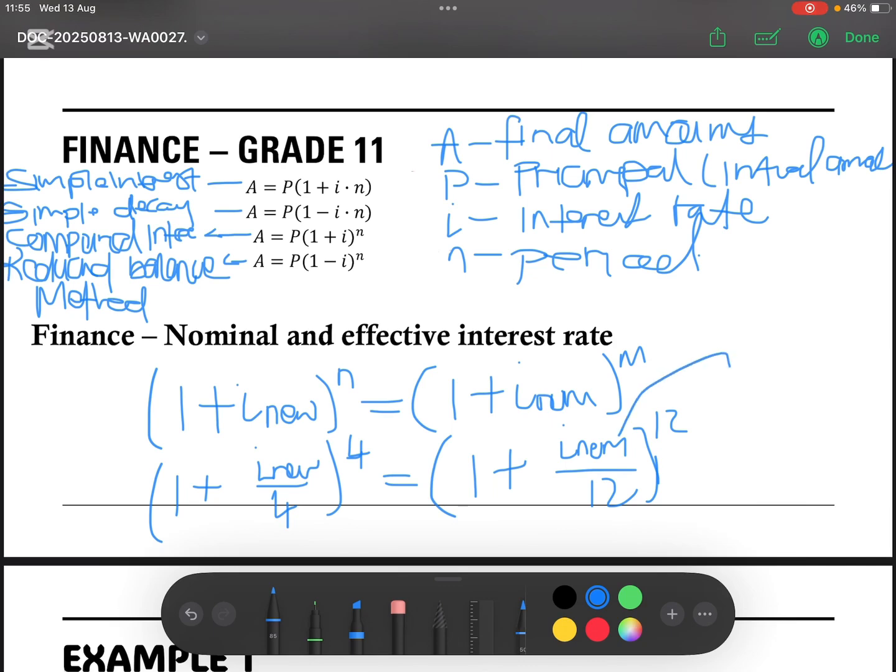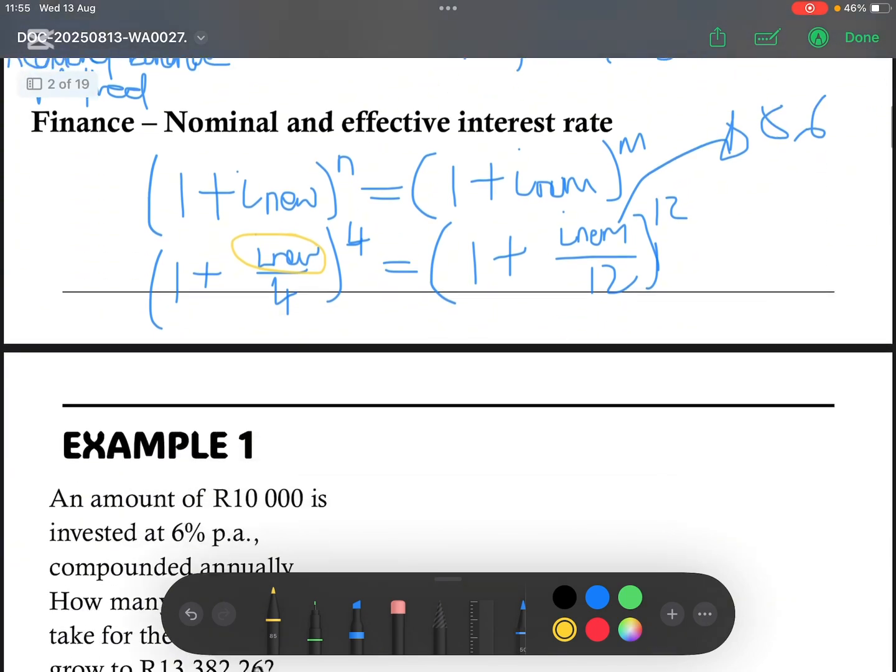So now in that case, your nominal interest rate can be given. Suppose it was 8.6%, then you're going to substitute 0.086. Then in that case, you can now look for your new interest rate.